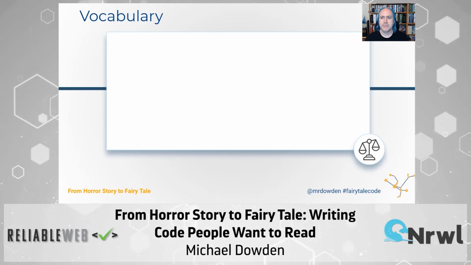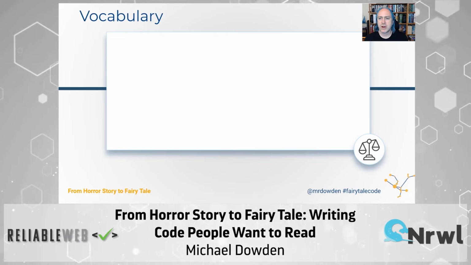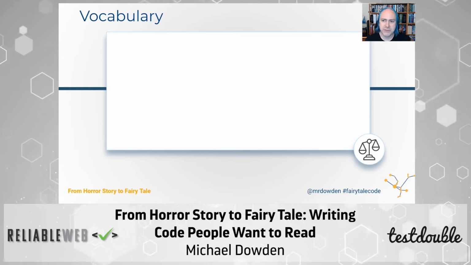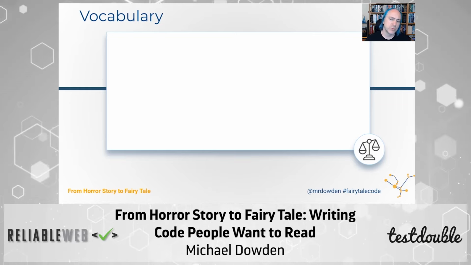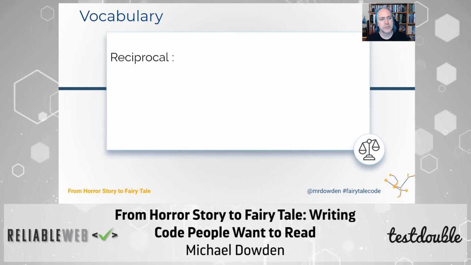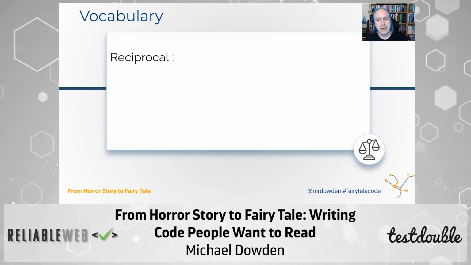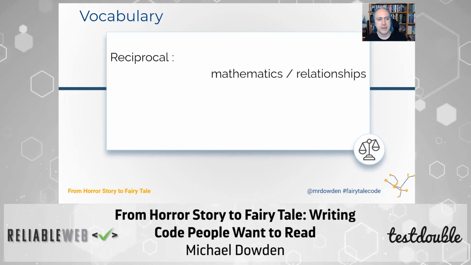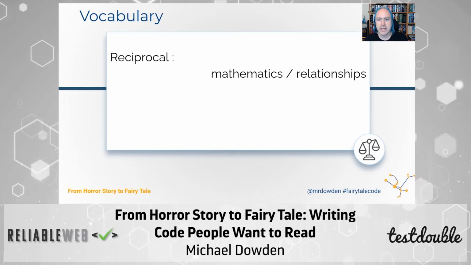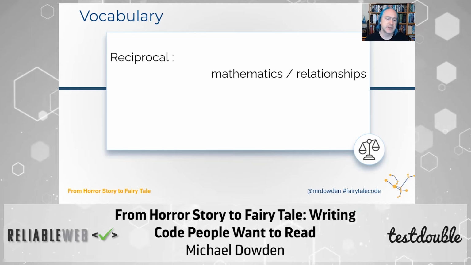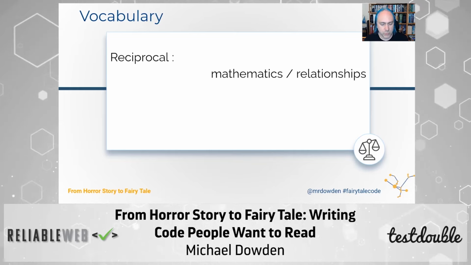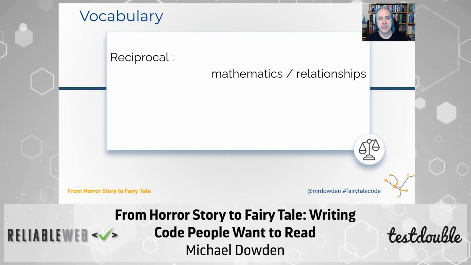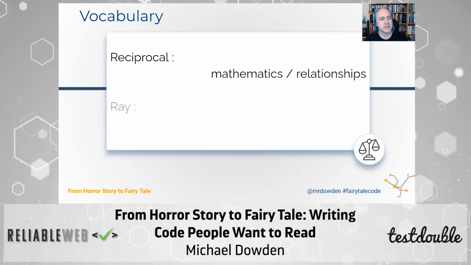Vocabulary is the words that are being used in your communication, right? They're only particularly meaningful if they exist within the known vocabulary of those reading them in the future. So for example, reciprocal. In math, this means an inverse. But in relationships, this can mean something different. It means that if you do something for somebody else, they'll do something back for you, right? Reciprocity. So reciprocal might mean different things in different problem domains.